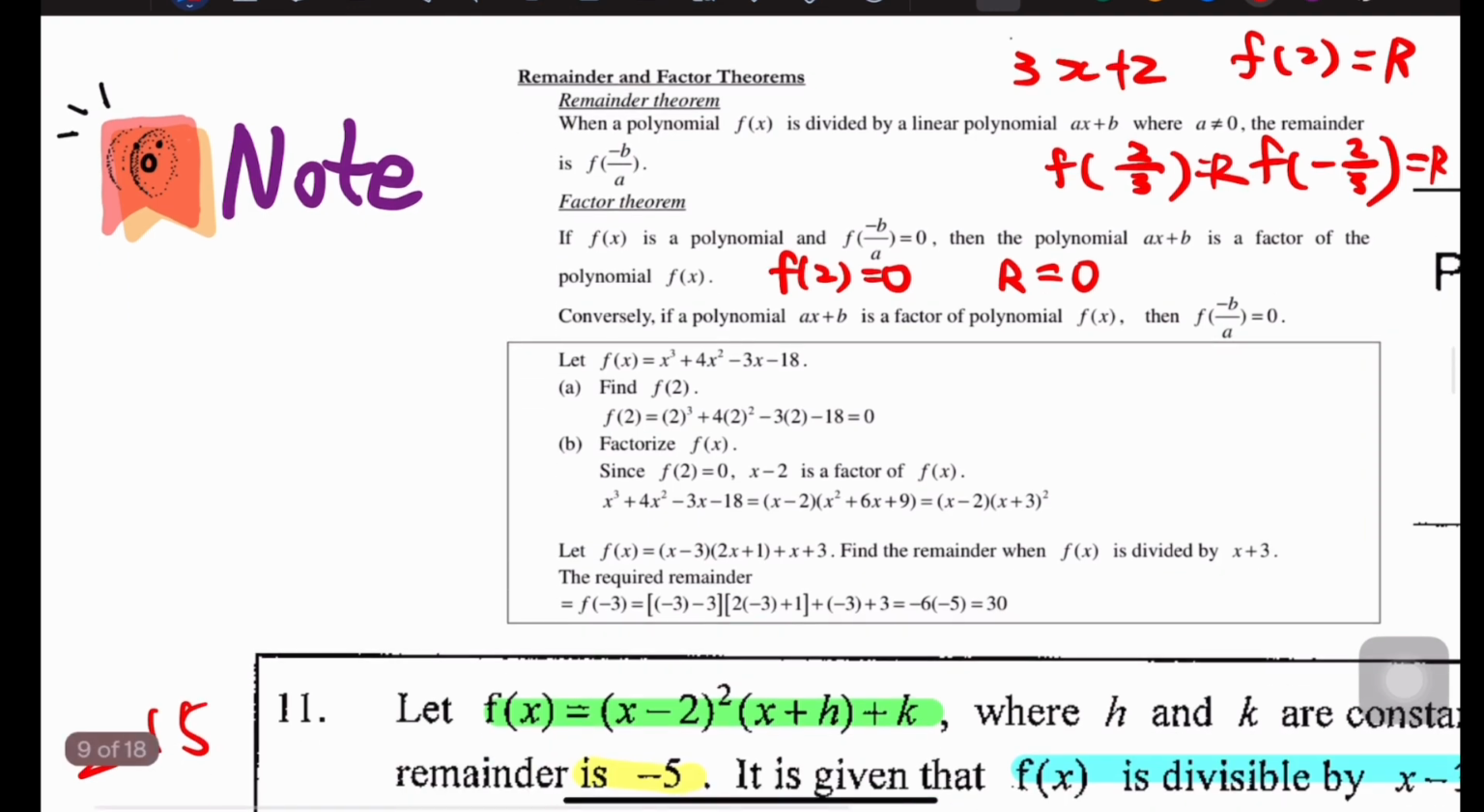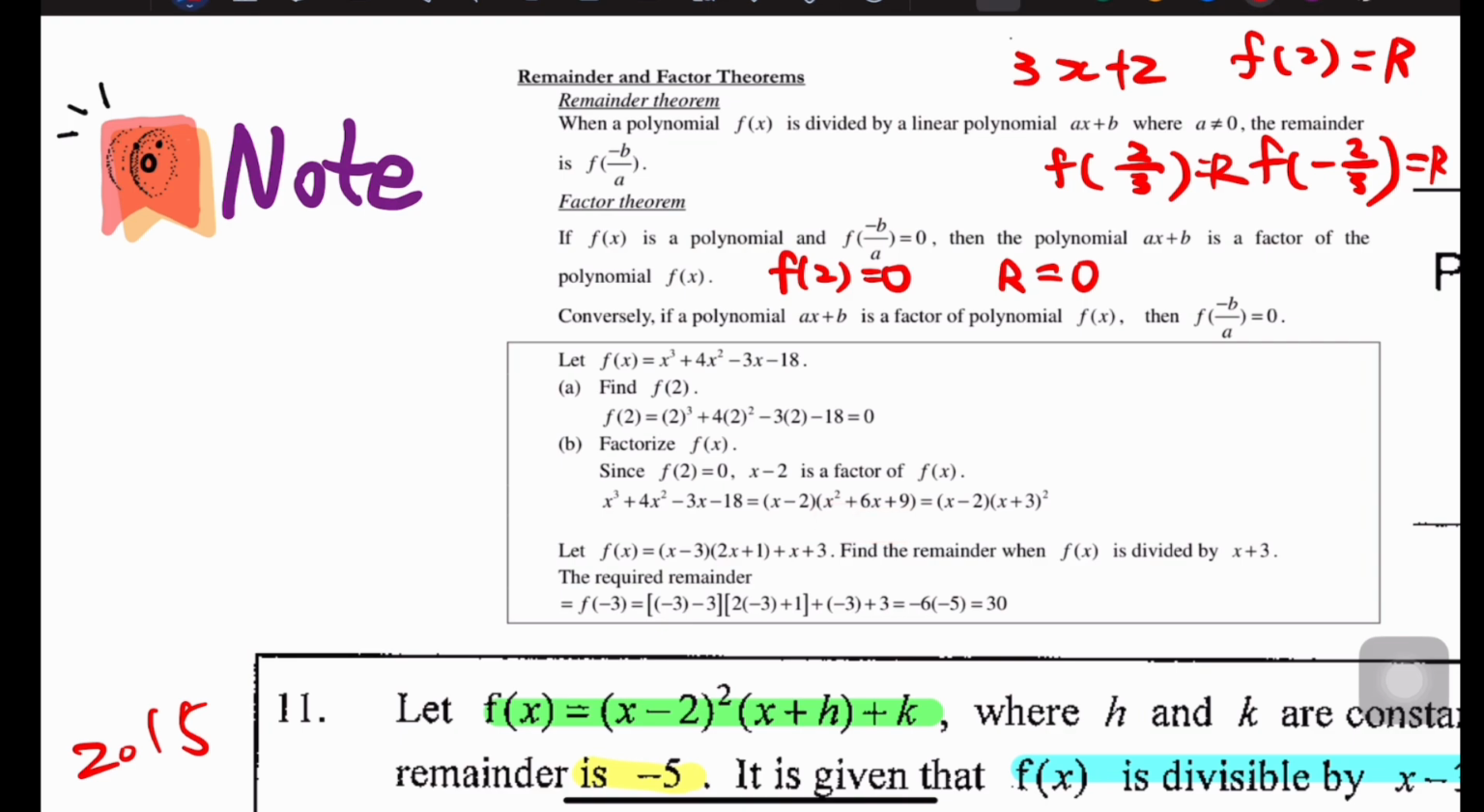We can see an example here. We have a polynomial and then find f(2). When you put all the x into 2 and then calculate it, you will find out the remainder equals 0. When the remainder equals 0, you can say x minus 2 is a factor. So further, you can do the further factorization when you know this one is a factor, and then you use long division or the program in your calculator. You can get this one, and then you can further factorize this one if it's possible.